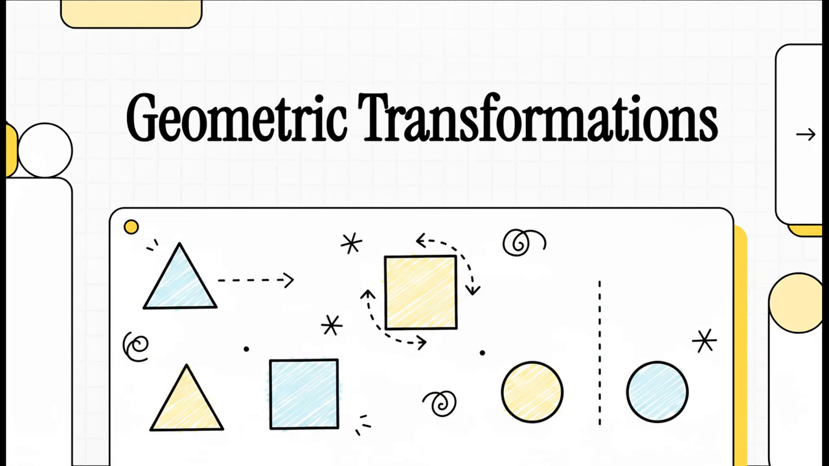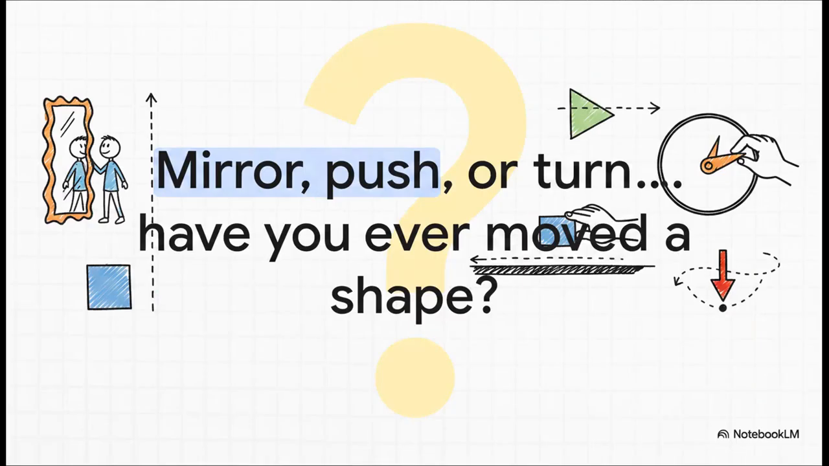Today, we're going to talk about how shapes move. And believe it or not, this is something you deal with every single day. I mean, from flipping a pancake to just sliding your phone across a table, geometry is literally all around us. Seriously, think about it. Every time you check your reflection, push a book out of the way or turn a steering wheel, you're actually doing a geometric transformation. It's math in action, and today we're going to break down exactly how it works.